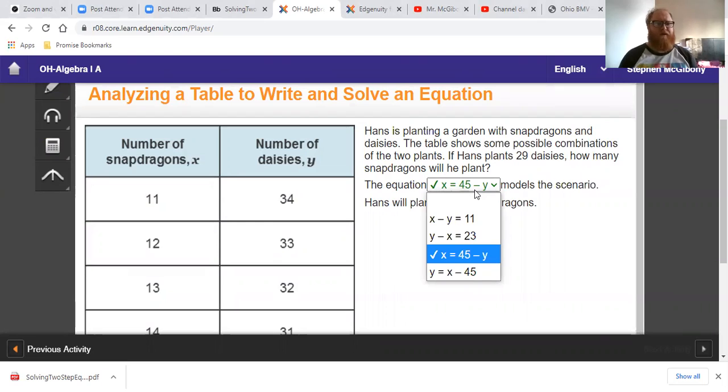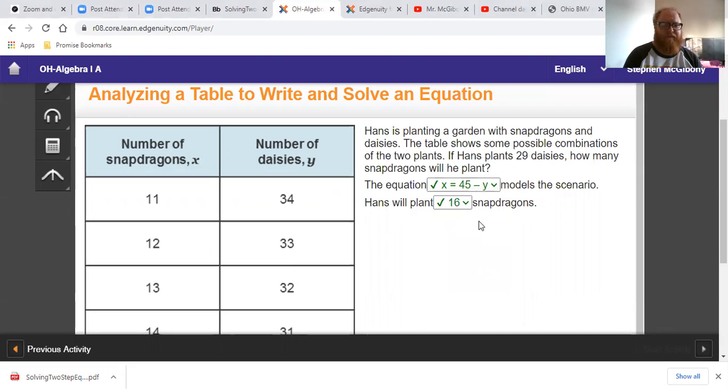All right, now we need to look at an equation. So we want to look at these. x minus y equals 11. No, 11 minus 34 is not 11. y minus x equals 23. Yeah, 34 minus 11 is 23, but it's got to work for everything. 33 minus 12 is 19, so that doesn't work. The only one that's going to work for everything is that 45 minus the number of daisies equals the number of snapdragons. So x equals 45 minus y. And if he plants 29 daisies, then x equals 45 minus y. So 45 minus 29 gives you 16 snapdragons.